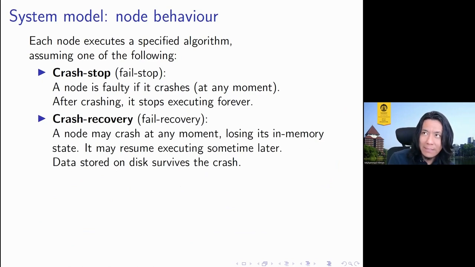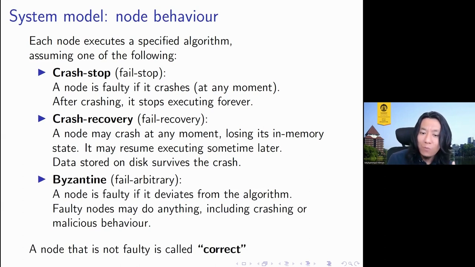The second one is the crash-recovery scenario. A node may crash at any moment, but at some point it will be restarted, and it will survive the crash and recover. The last one is the Byzantine node, which fails arbitrarily. A node is considered faulty if it deviates from the algorithm, either by crashing or by malicious behavior. Producing a result different from the actual one is also considered faulty, not only crashing. So this model is called the Byzantine node behavior.